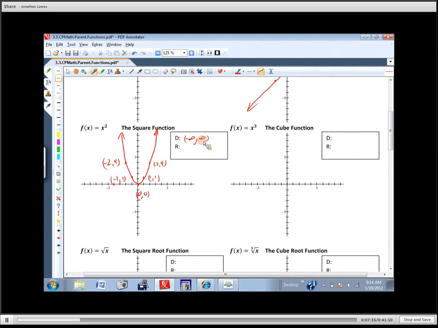Okay, now the range on this one is different than the other ones we've come across. When you plug something in, the smallest number you could possibly get would be 0. That happens when you plug in 0. For any other number, whether you're plugging in a small or a big positive or a small or a big negative, you always get out a positive, so the range would be from 0 to infinity.